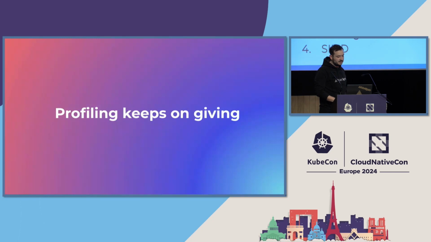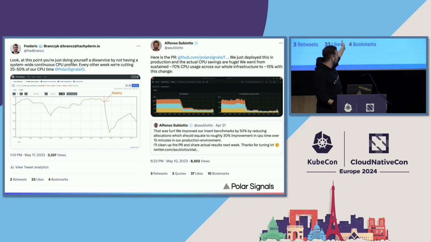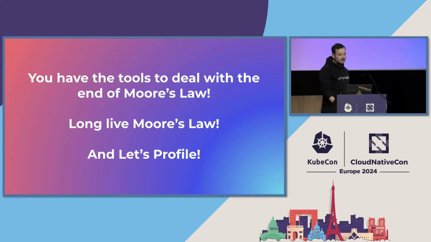We've been doing this for a very long time on our code as well. And even then, on a weekly or bi-weekly basis, we still see 25, 30, sometimes 50% improvements, simply because we're always doing this and always having this data, and we can immediately jump into our data in production and see where all of the CPU time is being spent. So now you also have the tools to deal with the end of Moore's Law. So long live Moore's Law, and let's profile.